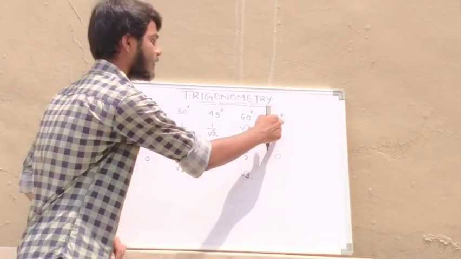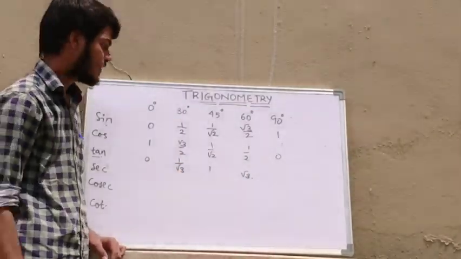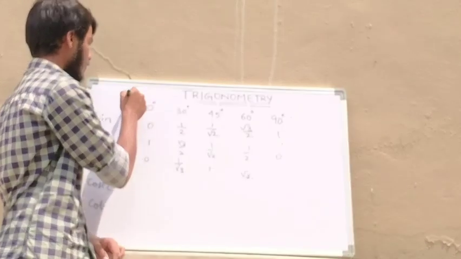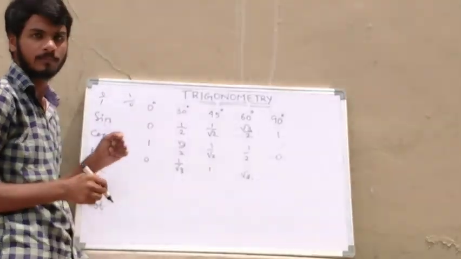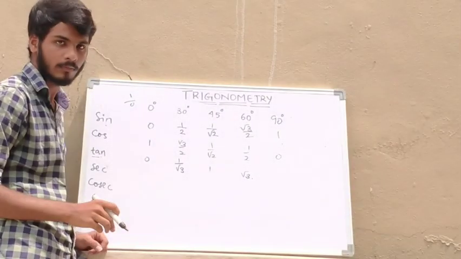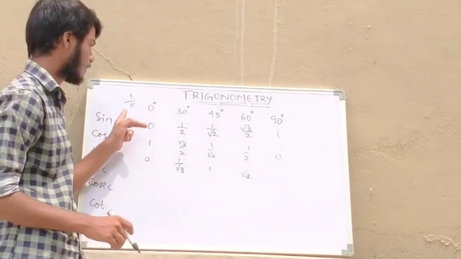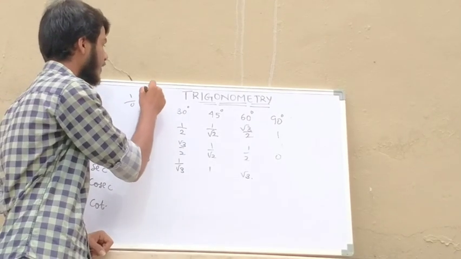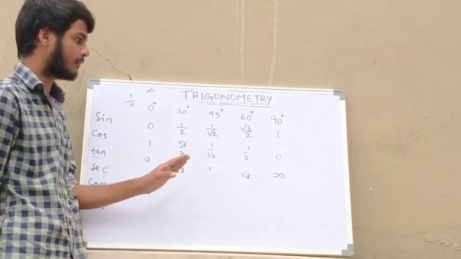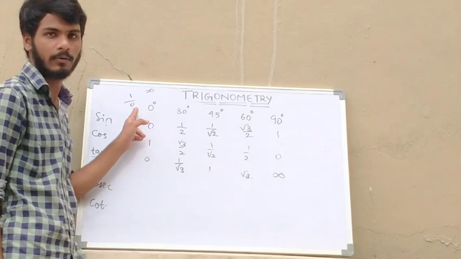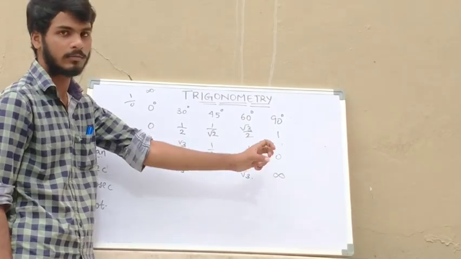Next, tan 90. Tan 90 is nothing but sin 90 by cos 90. Sin 90 is 1, and cos 90 is 0. So 1 by 0 is not defined. Nobody has defined it, so we simply represent it as infinity. The symbol is infinity, the reverse 8.